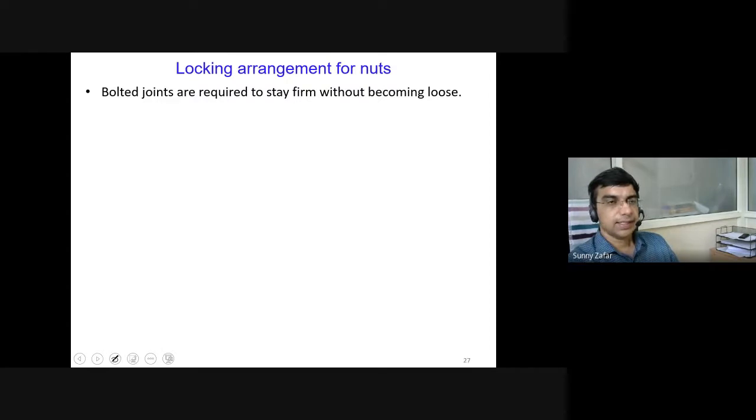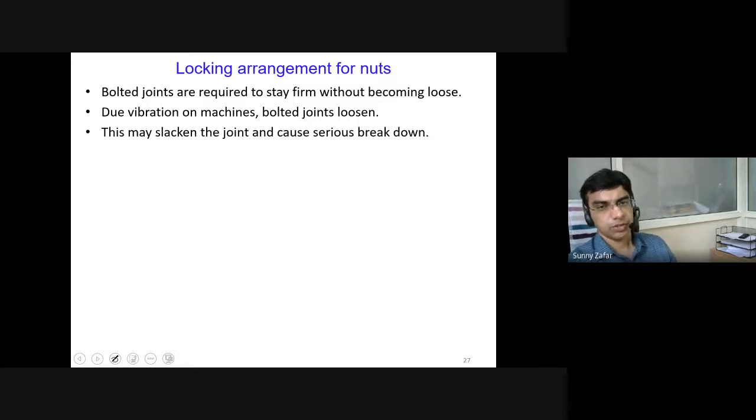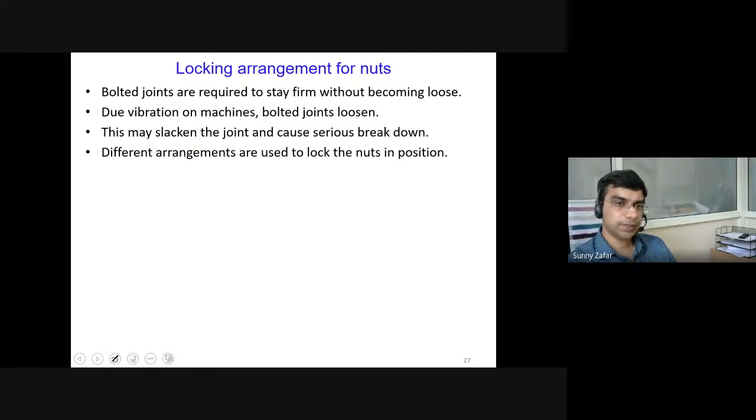The necessity is that we want the bolted joints to stay in place without becoming loose. Often in moving parts, because of vibration, the bolted joints loosen up, and this may slacken the joint and may cause a serious breakdown. So different arrangements are used to lock the bolted joints, as shown in the slide.